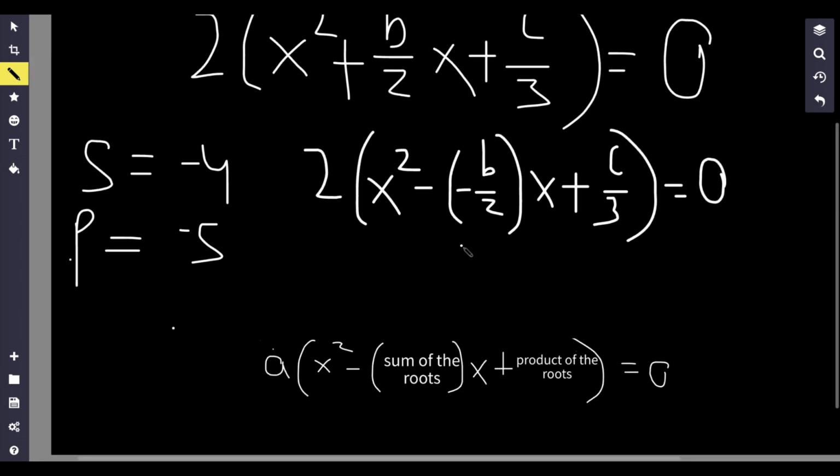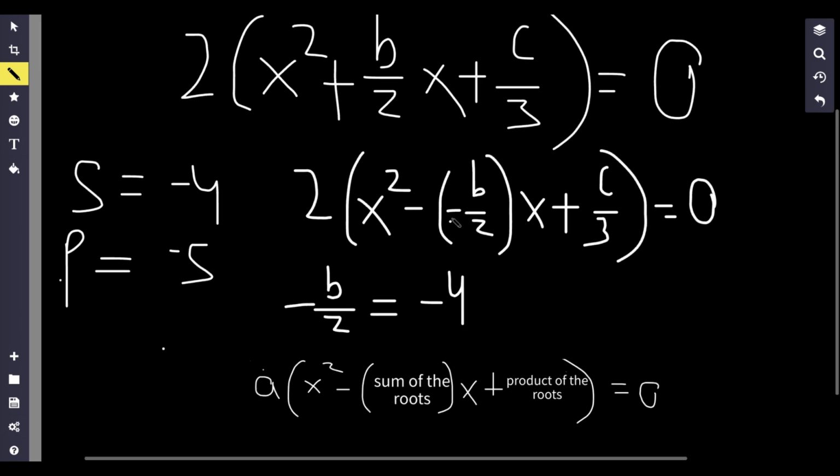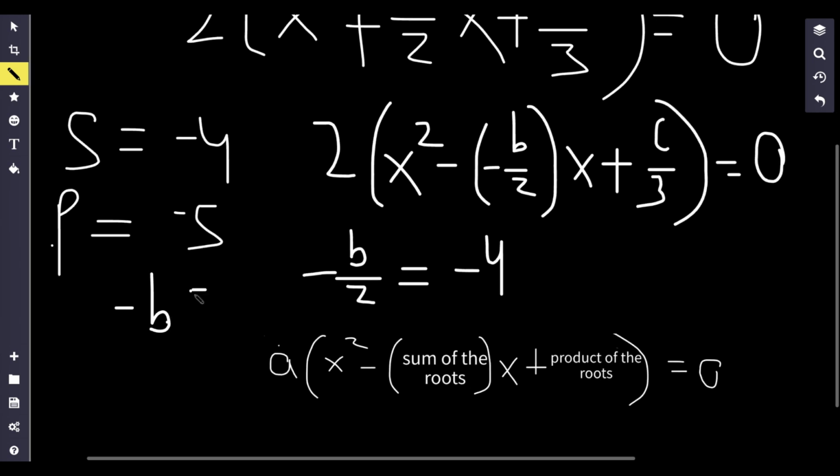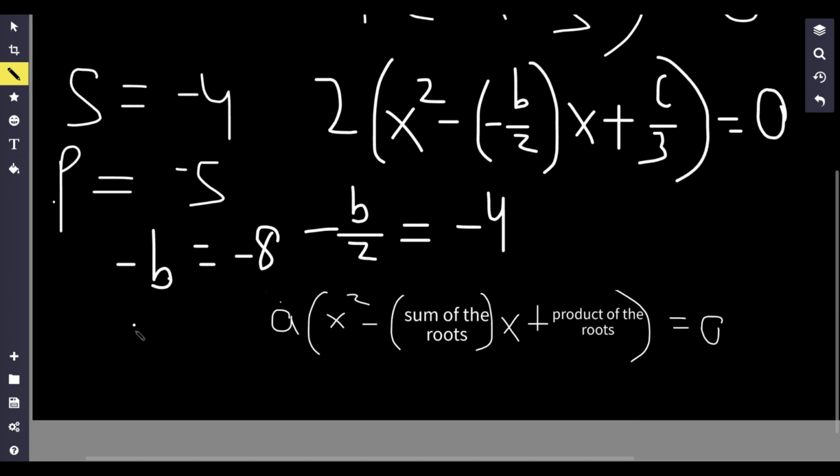You'll notice how the sum of the roots in this equation, right over here, matches up with this part of our equation, right? This negative b over 2 matches up with the sum of the roots. And we know that the sum of the roots is equal to negative 4. So we can set these two things equal to each other, because we know the sum of the roots is equal to this part of our equation, and we also know the sum of the roots is equal to negative 4. So we have negative b is equal to negative 8, which means that b is equal to 8.